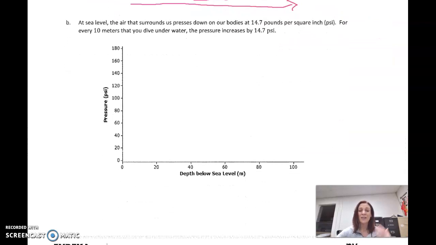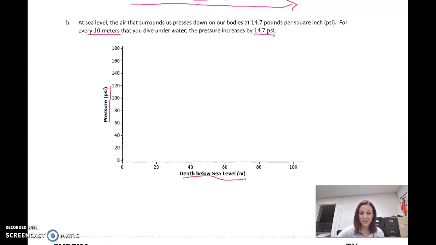At sea level, the air that surrounds us presses down on our bodies 14.7 pounds per square inch, PSI. For every 10 meters, it increases 14.7 PSI. So again, if we want to graph this, if we want to make this our visual story, it says we have the depth below sea level, okay, and the pressure. All right, so it's going to seem a little weird because we're diving, so our depth is increasing, but don't worry about that, okay? Just think of it as in graphing like you used to, right?